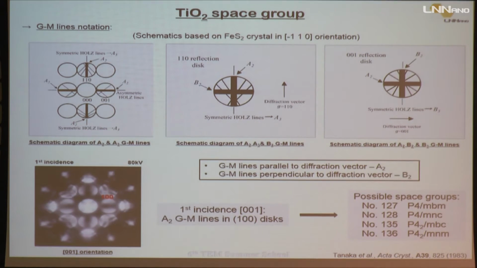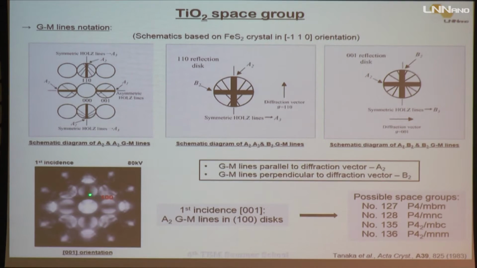And it's the opposite if you're looking at a holes region. If the GM line is perpendicular to the diffraction vector in this direction, that's called A3, and if the GM line is parallel to the diffraction vector, that's called a B3 GM line. So here, in this incidence beam, the diffraction vector 100 is in this direction and the lines are parallel, and here the diffraction vector is in this direction and this GM line is parallel to that diffraction vector.